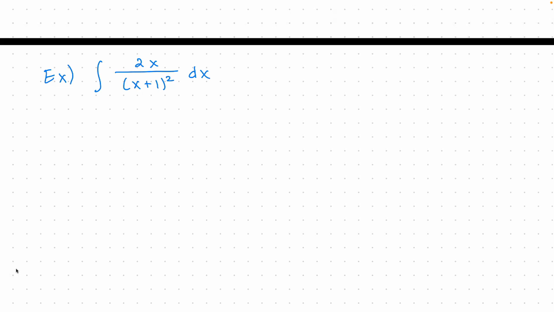Now let's take a look at this one. Do we have the derivative of the bottom in the top? No. If you think of multiplying that out, you could either do the derivative of the bottom with chain rule, or just think about (x plus 1) squared as x squared plus 2x plus 1. The derivative of the bottom is not in the top. We can't even multiply by something and fix that.